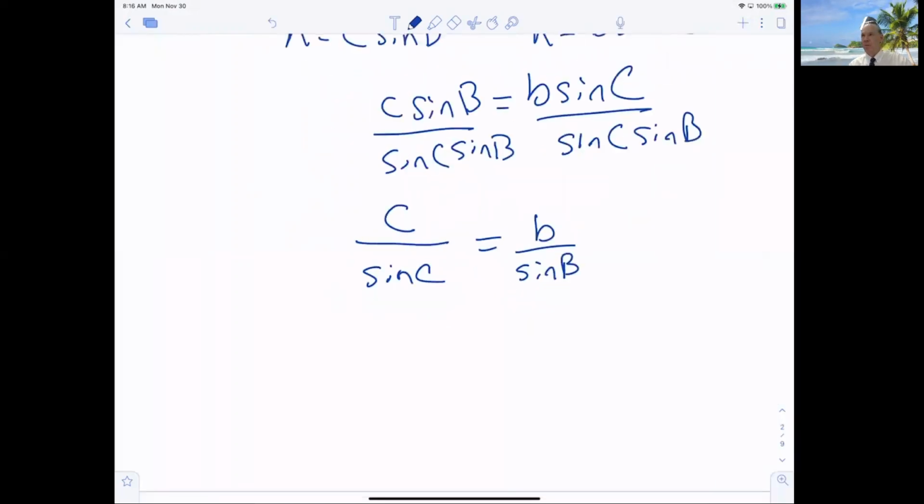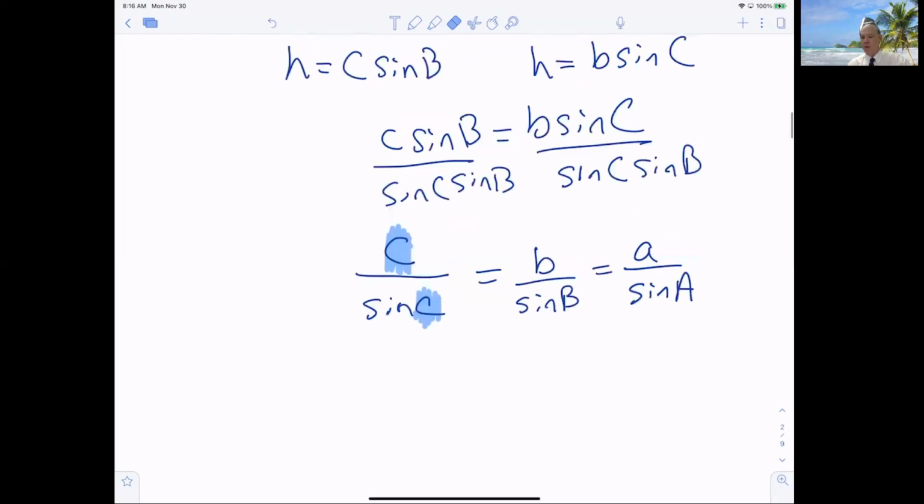Now, could I use the same thing with A? And the answer would be what? Yeah. So then you can say a over sine A. Notice the side and the angle are always on top of each other. Is everybody with me on that? Simple, simple, simple formula. That helped out tremendously in solving triangles and figuring out the lengths and the measures of the sides once they figured that out.